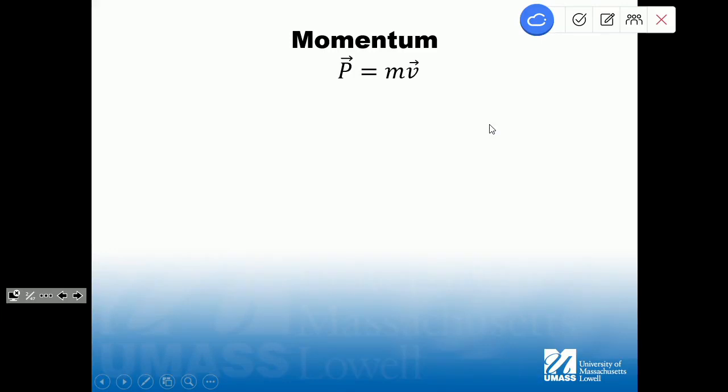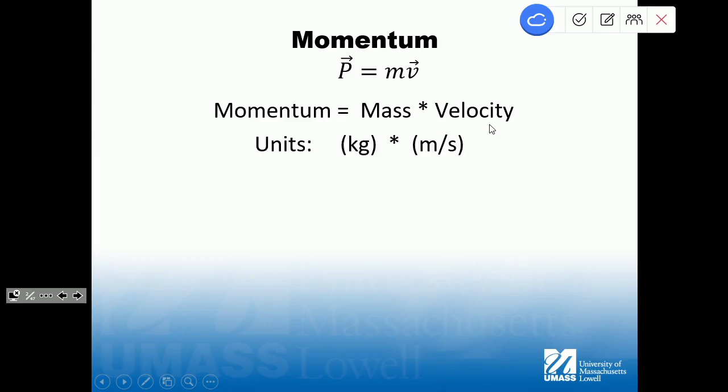Momentum is a vector. It is defined as the product of the mass and velocity of an object. It's m times v. So p, which is the symbol we use for momentum, I know there's no p in actual momentum, but p is momentum. Okay, it's a vector quantity. It's the mass times the velocity. The units are the units of mass multiplied by the units of velocity, so it's kg meters per second. We haven't come up with a nice special name for this unit, so the unit is just kg meters per second.